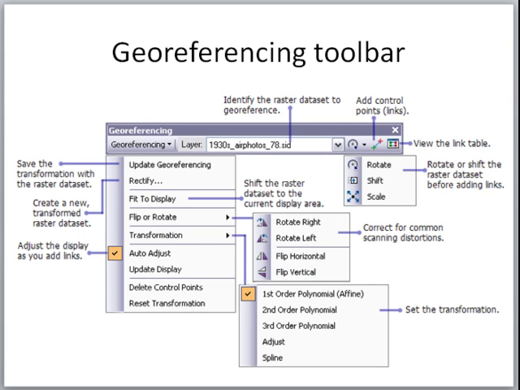This is the georeferencing toolbar. You'll work with it in class. There's a georeferencing dropdown. Here's the update georeferencing that I mentioned. You can also flip or rotate your image. There's different ways to transform it here that we'll talk about a little bit. You can delete control points, reset the transformation. This dropdown identifies the CAD data or the image that you want to georeference. This is how you work with control points, and you can see your links here. Note the transformation types here.